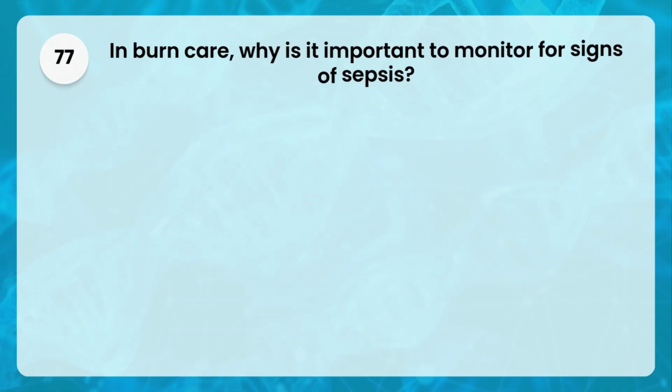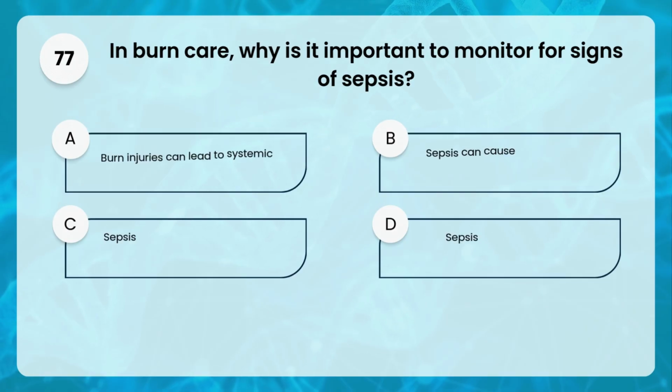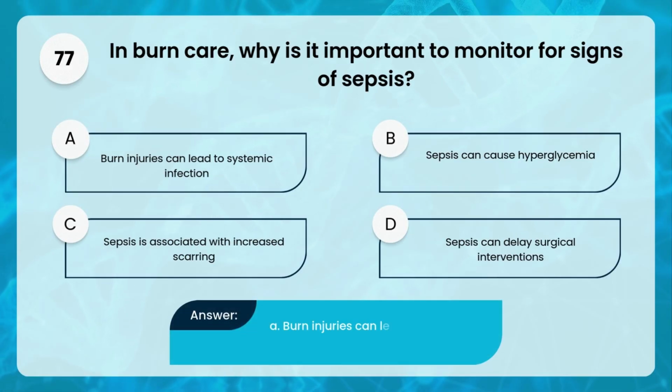77. In burn care, why is it important to monitor for signs of sepsis? A. Burn injuries can lead to systemic infections. B. Sepsis can cause hyperglycemia. C. Sepsis is associated with increased scarring. Or D. Sepsis can delay surgical interventions. The answer is A. Burn injuries can lead to systemic infections.